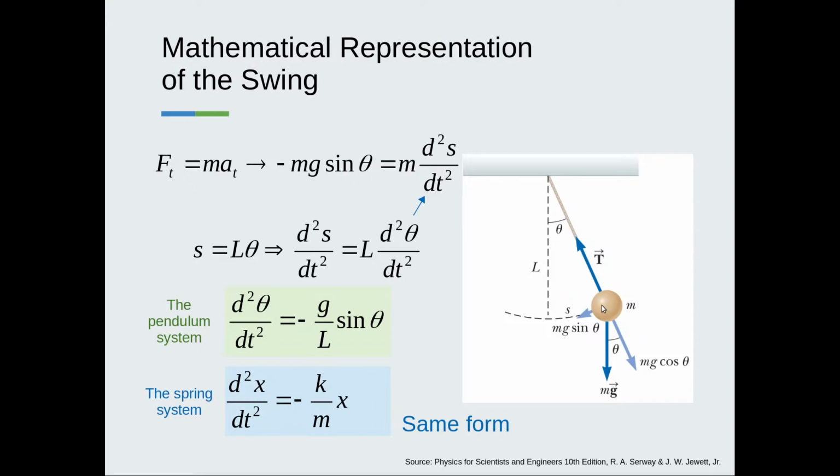One of the components is in the tangential direction. The tangential direction is with respect to the string here. So this is the tangential direction, and the other component is in the same direction as the string. So this is going this way. And you can find the magnitude with the angles. So the tangential component is the mass, the gravitational acceleration, and sine theta.